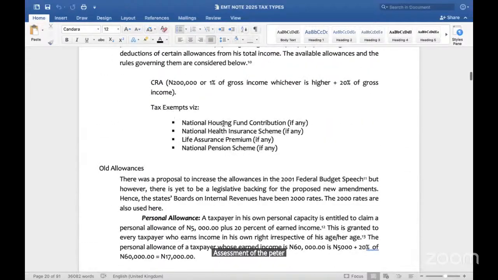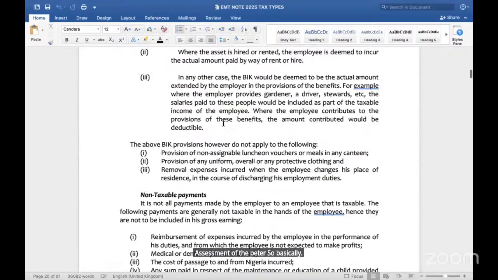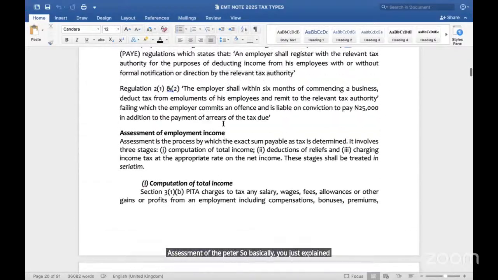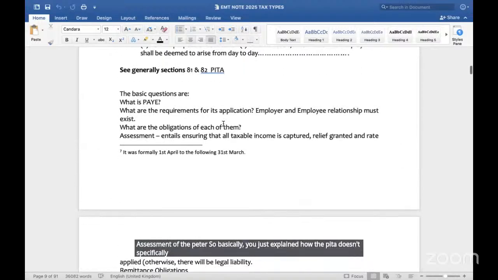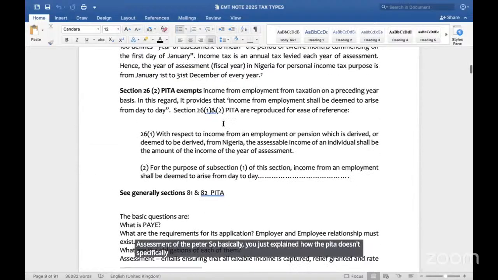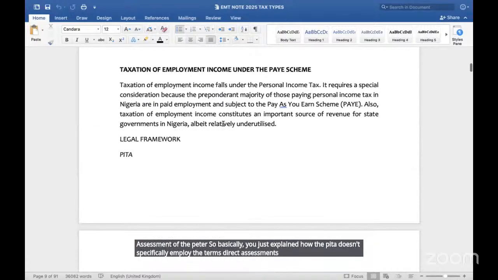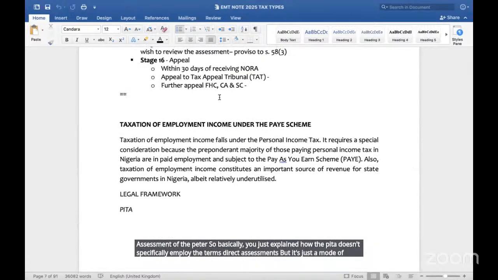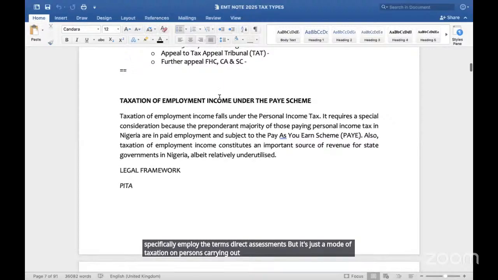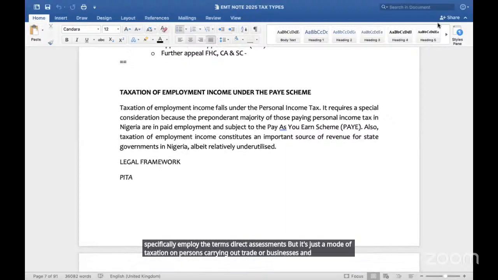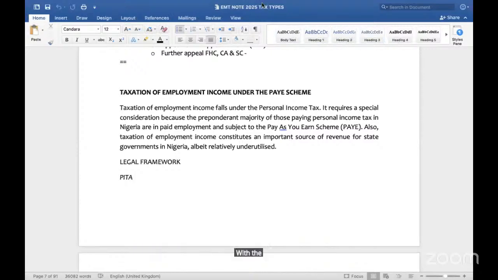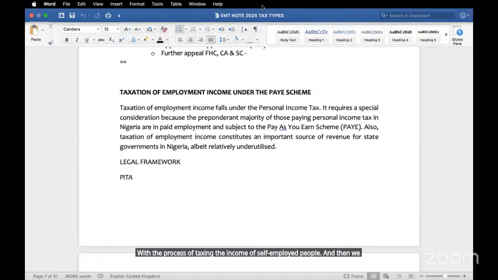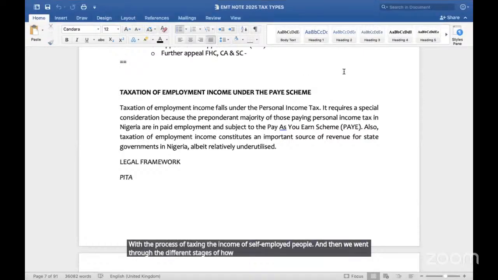So basically, you explained how the PITA doesn't specifically employ the term direct assessment, but it's just a mode of taxation on persons carrying out trade or businesses, and it is employed in practice. So this has to do with the process of taxing the income of self-employed people. And then we went through the different stages of how the direct assessment administration works.